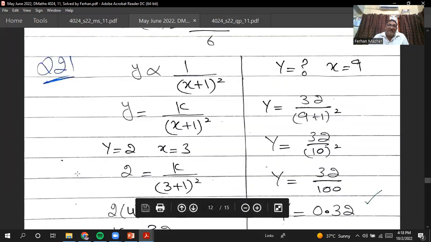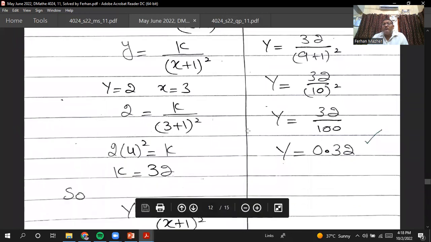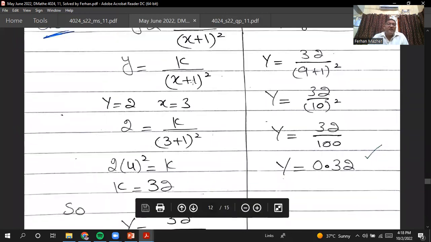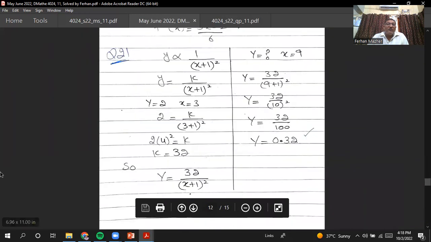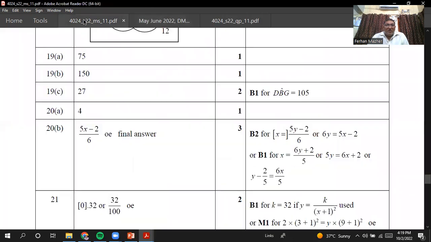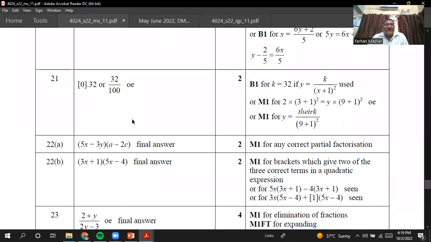So their question was, what will be the value of y when x is 9? So y is equal to 32 by (9 plus 1) whole square. So it will be 32 by 10 square. So it will be 32 by 100. So it will be 0.32. So this is how you will do this question. So the whole question 21 is showing up on your screen. Okay, so 21 question. 0.32 is the right answer, sir.